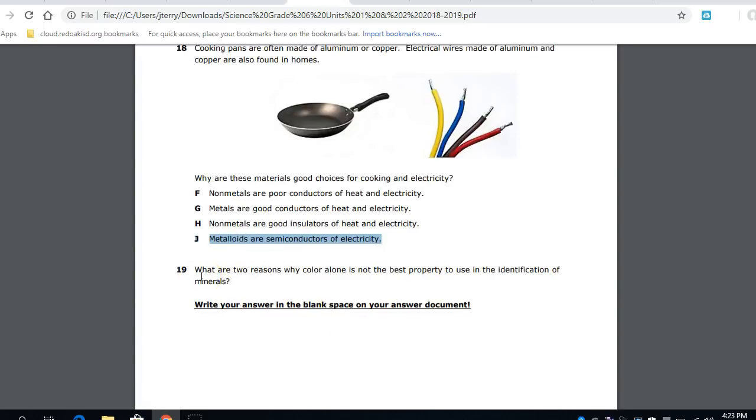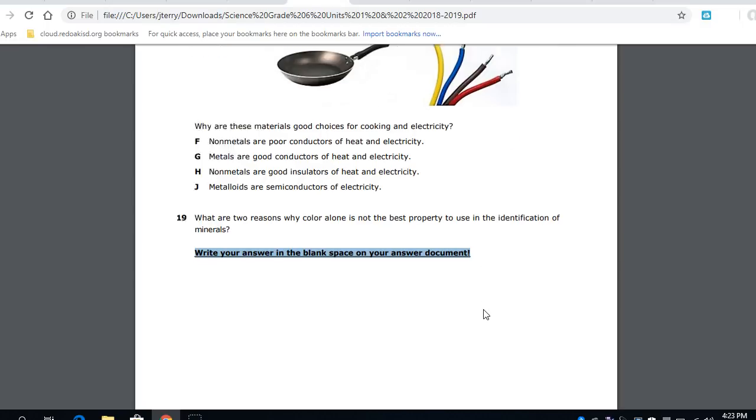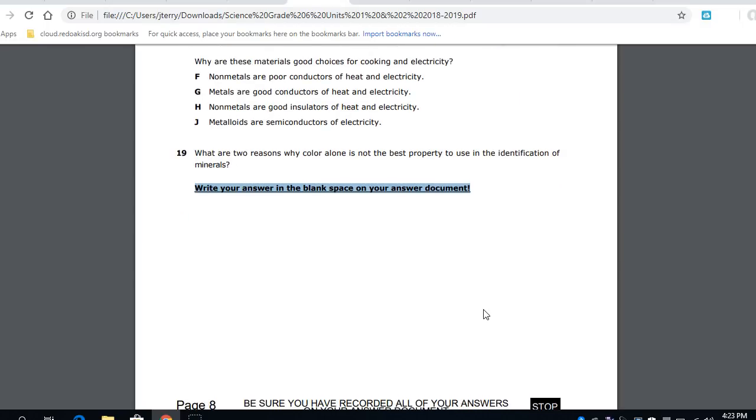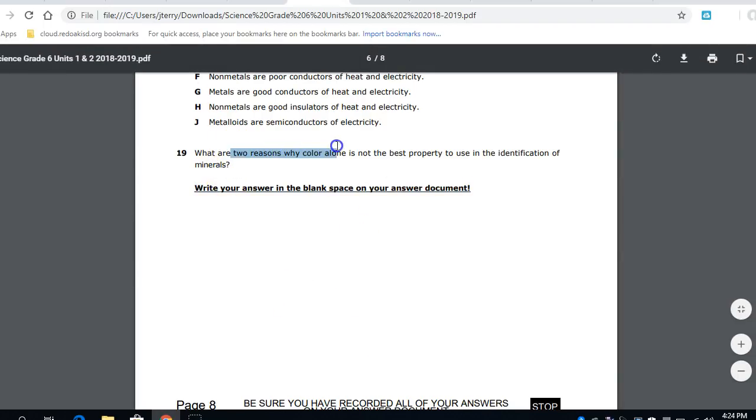Number 19. What are two reasons why color alone is not the best property to use in the identification of minerals? You need to write this answer in the blank space on your Scantron. So down below on your Scantron where there's a blank spot, do not write on the barcode. You need to write in the blank space on your answer document two reasons why color alone is not the best property to use when you are trying to identify a mineral.